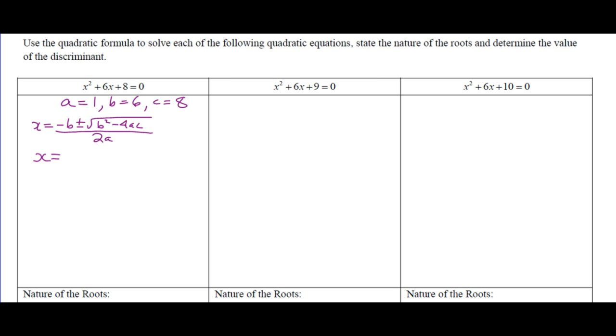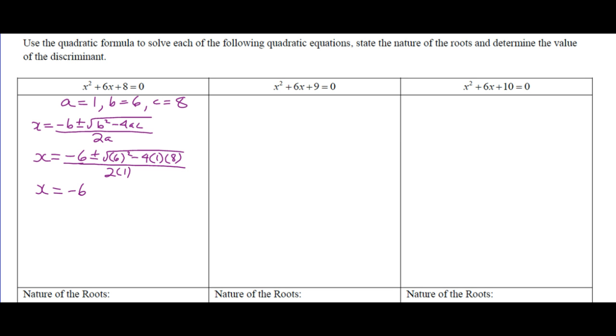Substitute in. So negative b is going to be negative 6, plus or minus the square root of 6 squared. Always bracket the b. That way if you're putting a negative in there, you'll remember, hopefully, that when you square it, you get a positive. Minus 4 times a times c, all over 2 times 1. Make sure the fraction bar extends. Now you can work stuff out.